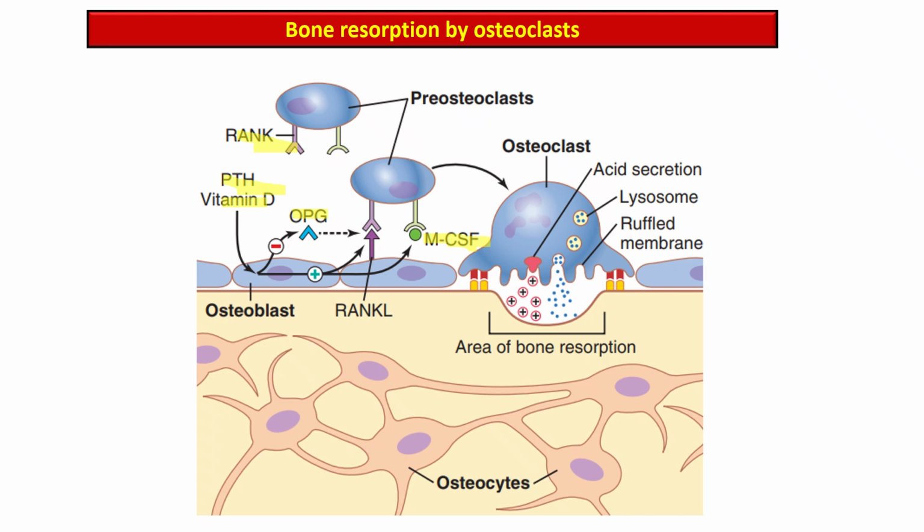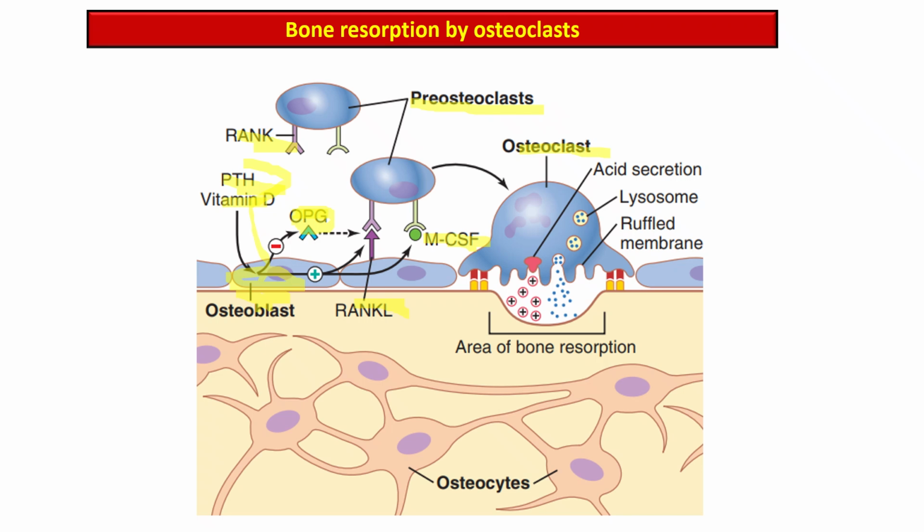The osteoblasts are bone-forming cells that are lining the bone surfaces. When stimulated by parathyroid hormone and vitamin D, they release RANK ligand, the receptor activator of nuclear factor kappa B ligand, and also secrete macrophage colony stimulating factor and suppress the production of osteoprotegerin, and pro-osteoclast transformation to the osteoclast then occurs.